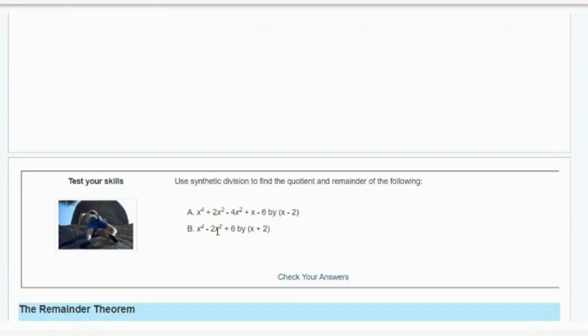Let's do the second one because it's missing some terms. See, this has x to the fourth, x third, x squared, x, and the constant. This one is missing some. So let's write this down. And we're going to divide that by x plus 2. All right, so x plus 2. And we're dividing that into x to the fourth minus 2x squared plus 6. All right, let me put that up on the screen.